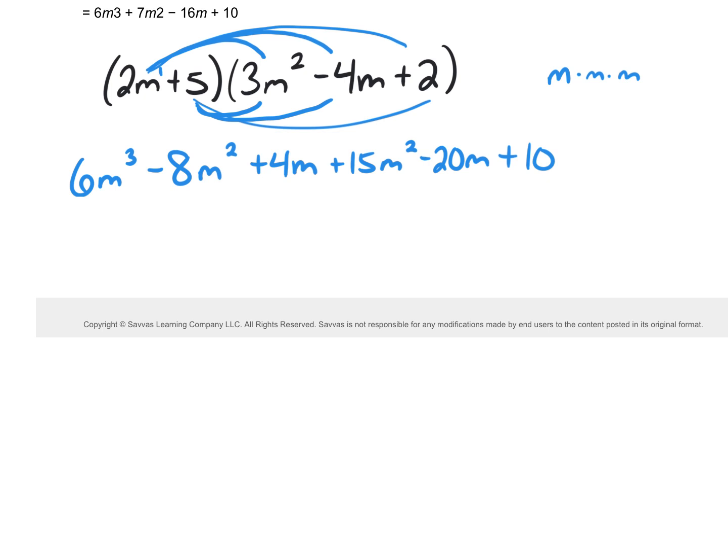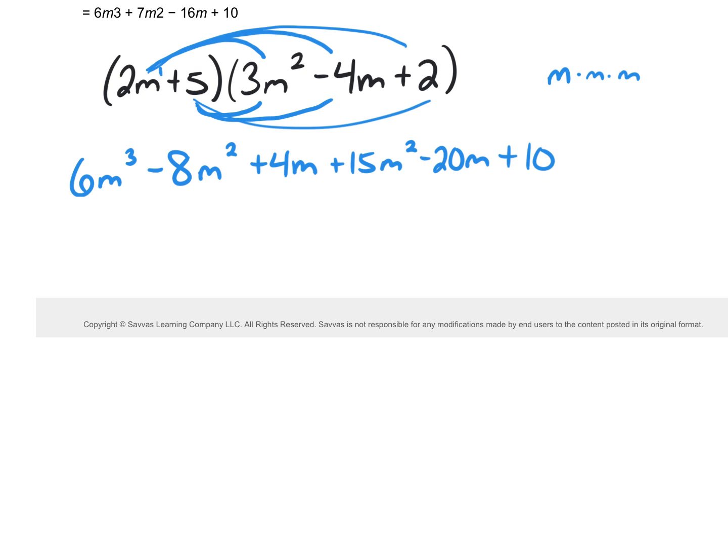Now, are we done with the problem? No. No, we got to do what? Combine like terms. Combine like terms, specifically how? Adding the coefficients, like negative 8m squared and 15m squared. Right, and we have to write it in what form? Standard form. So what's my highest degree?